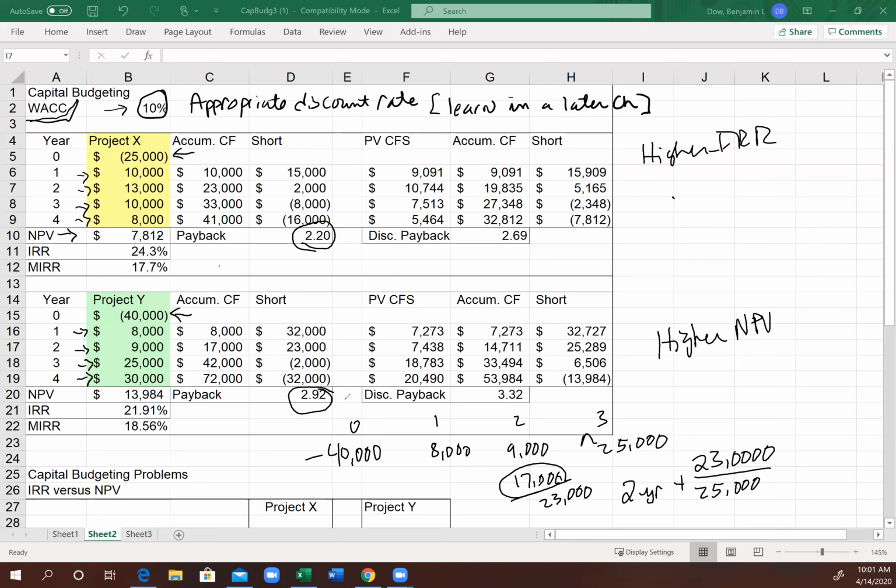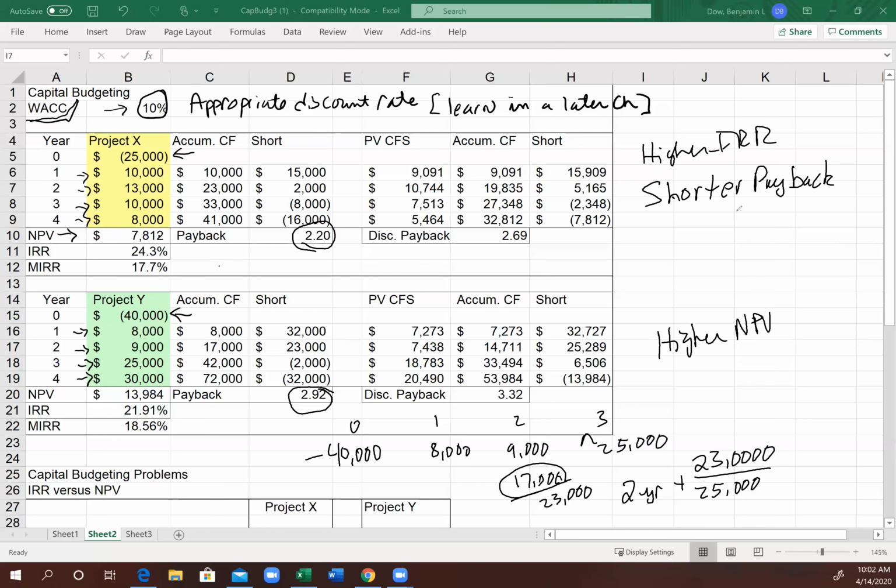If you look at this closely, you can see, in terms of the payback, and the book doesn't do this, but you could use discounted cash flows and calculate something called a discounted payback. And one of the advantages that Project X has is that it has a shorter payback period.